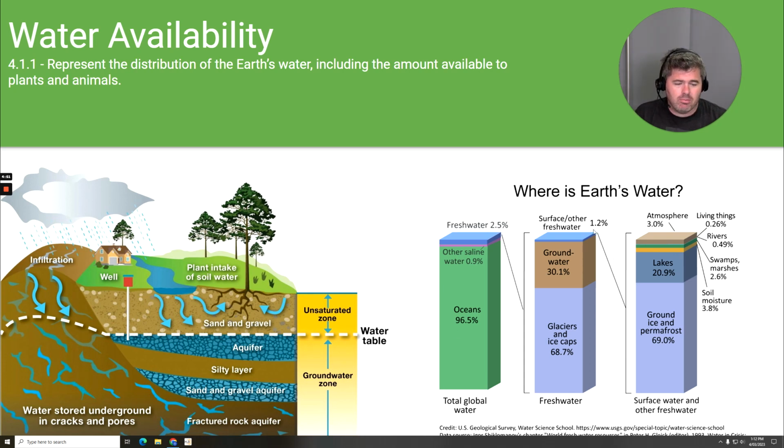Now, groundwater isn't always available to us because it involves a lot of digging, so instead we have the surface and other fresh water, which is the 1.2% of all fresh water on the planet. And from here, we can break that down into water that's in our atmosphere, like in clouds, in living things like us, plants, animals, fungi, all that jazz, flowing in rivers, swamps and marshes, and top layer soil moisture. Now, beneath that, we also have lakes and ground ice and permafrost, which is permanently frozen material.